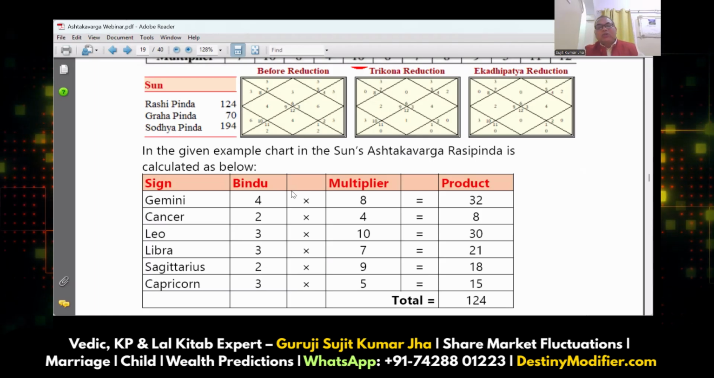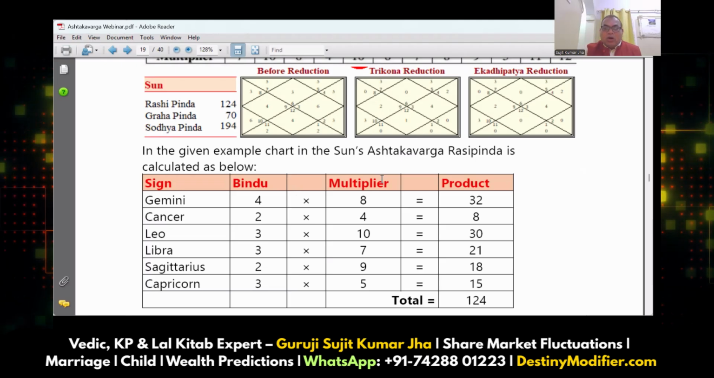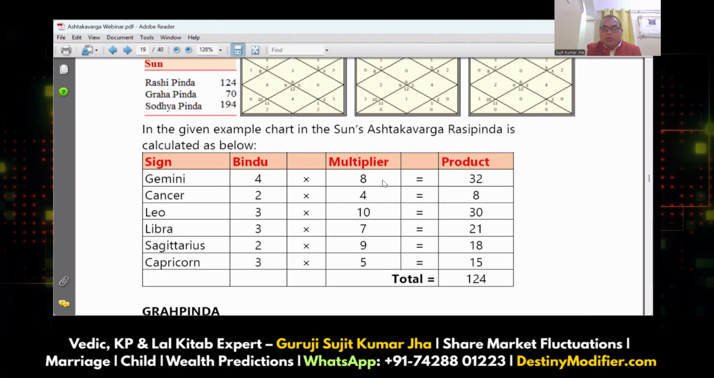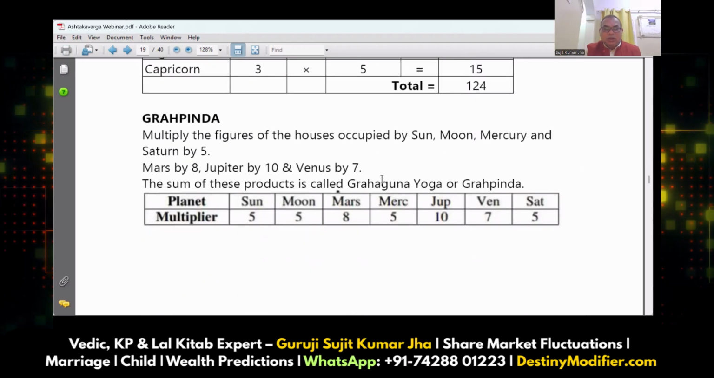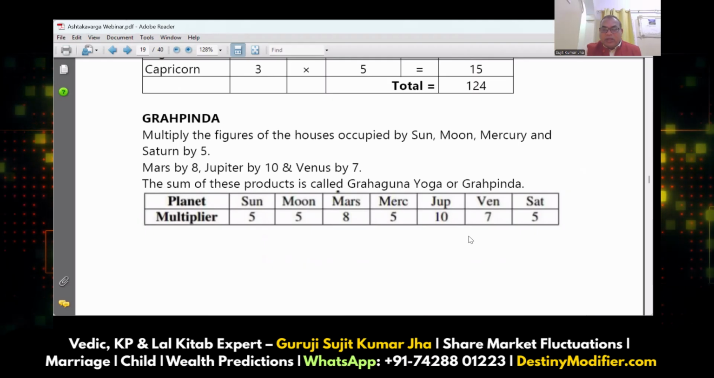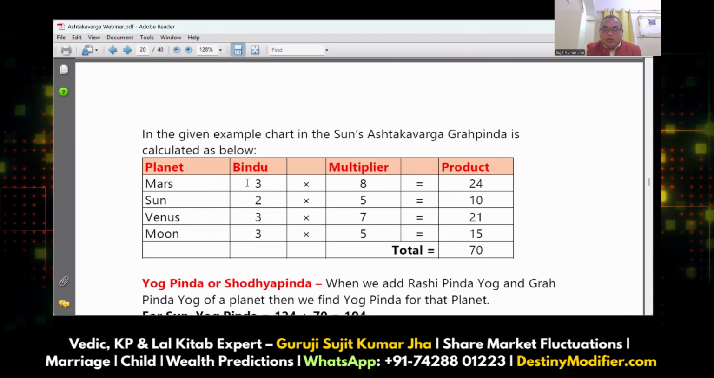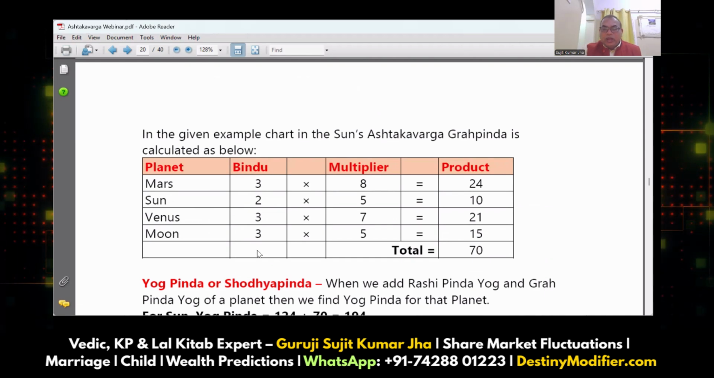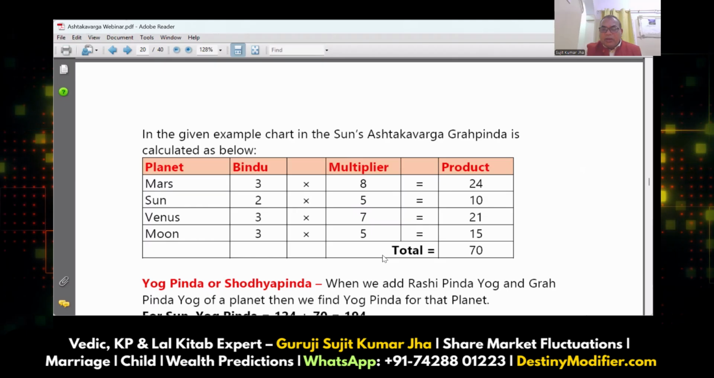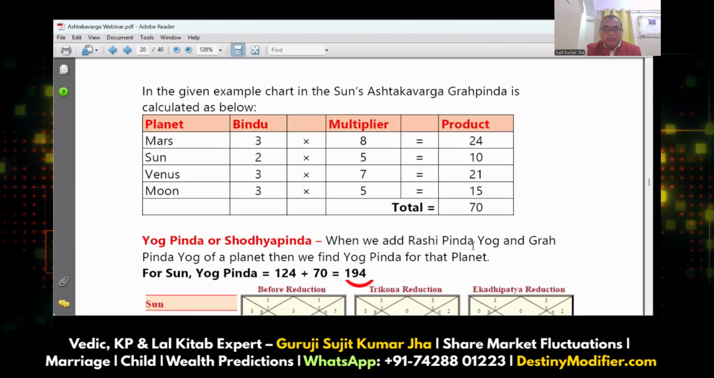So for every planet, we have to calculate. Nowadays softwares are available, so we will get all the answers from software, but we should know how to calculate this. For Grah Pinda, the multiplier for every planet is given here. Then, same as before, see which planet is in which sign. If that sign has bindu, we use the multiplier, find the product, add all the products, and get the answer.